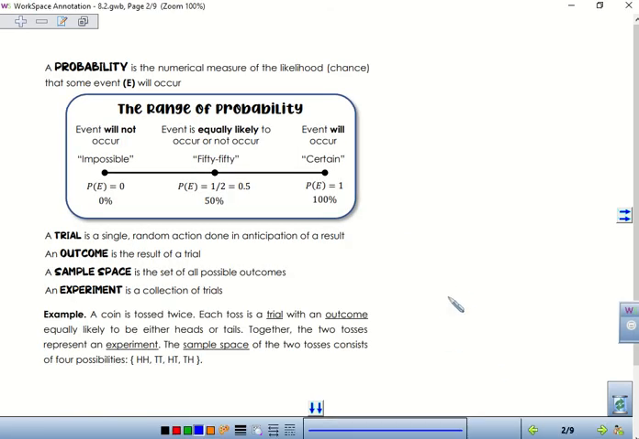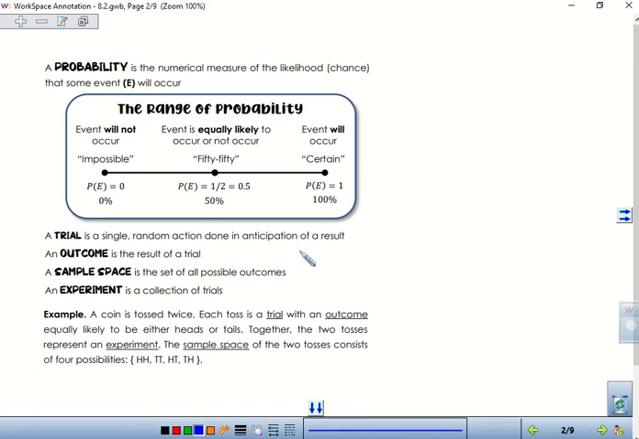So probability is the numerical measure of the likelihood that some event will occur. So there's a range of probability, 0 being that the event is impossible, and 100% meaning that it's certain. So if I'm 100% sure something will happen, it's going to be certain that it happens. And the numerical equivalent to that would be the probability is 1. Okay, so your probability can be represented as a decimal, a fraction, or a percentage. The probability of two things being equally likely to happen is 50-50, right? 50%, 1/2.